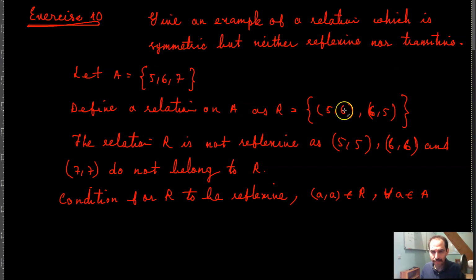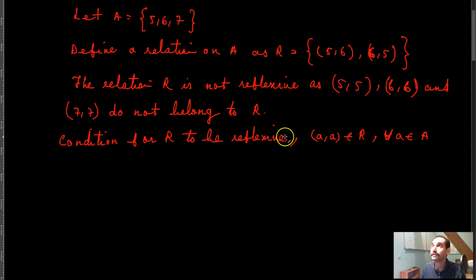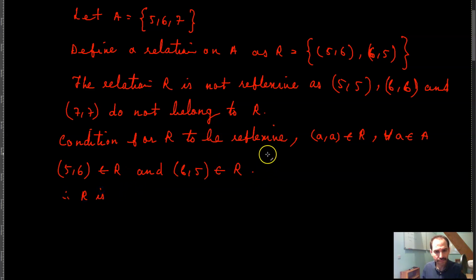And of course, it's not transitive, and you can of course argue that (5, 6) for example belongs to R and (6, 5) belongs to R. So (5, 6) does belong to R and (6, 5) does belong to R, right? And therefore R is symmetric.